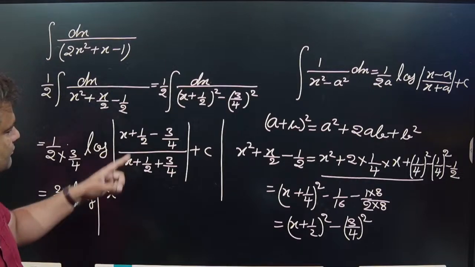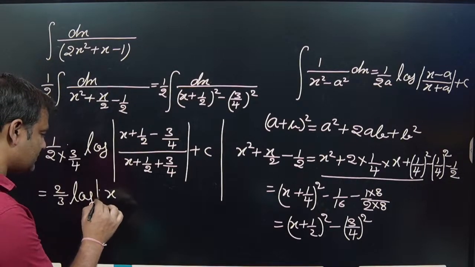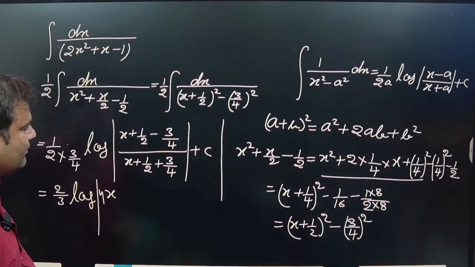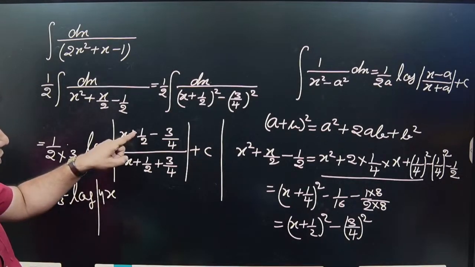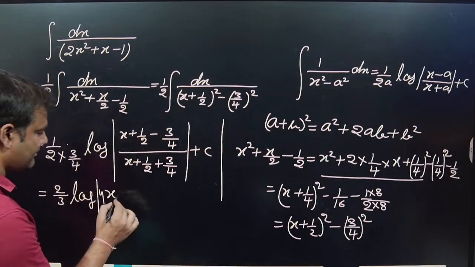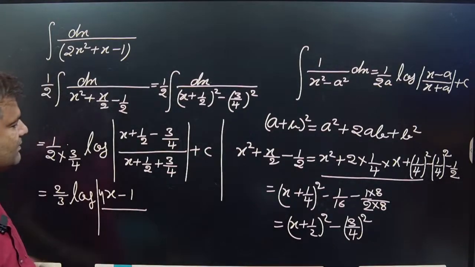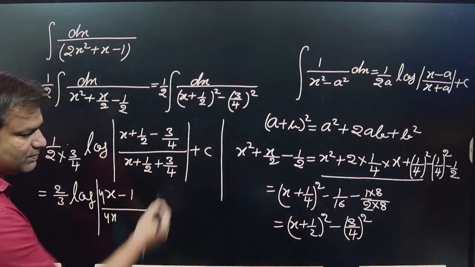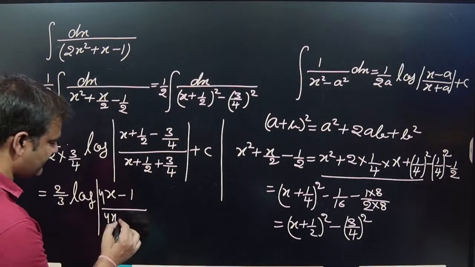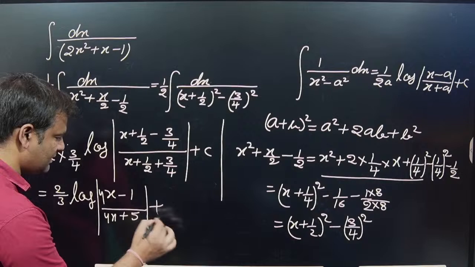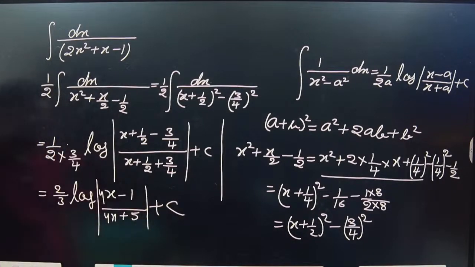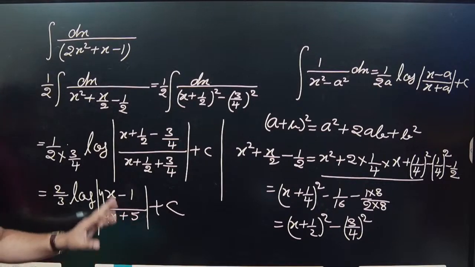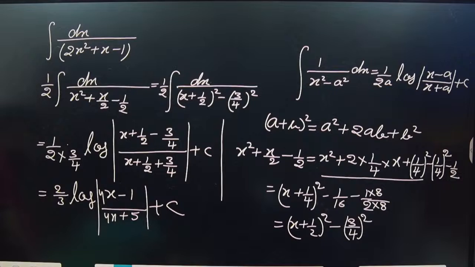x plus, here it is 4x, take LCM, 4x, here 2, so 2 minus 3 minus 1, divided by 4x plus 2 plus 3, that is 5, plus C. So the final answer is how much? 2 by 3 into log of modulus of (4x minus 1) upon (4x plus 5), okay, plus C is the right answer.